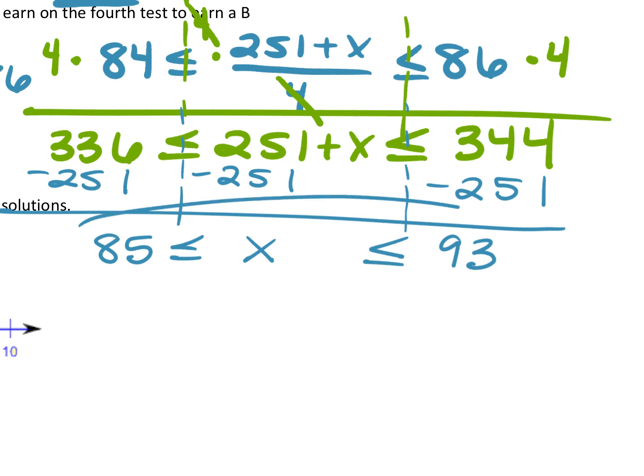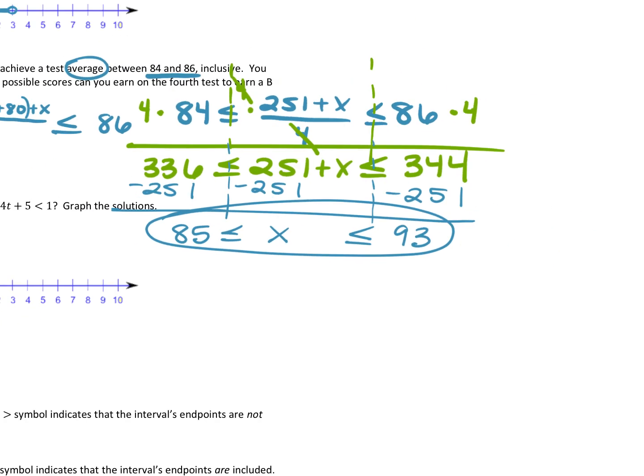Can anyone tell me what this means? On what? On the fourth test, right? If you get between an 85 and a 93 inclusive, so could be an 85, could be a 93. If you get that grade on the last test, then you will get a B in the class. Does that make sense? Beautiful.